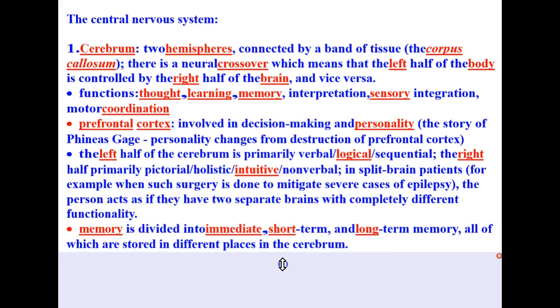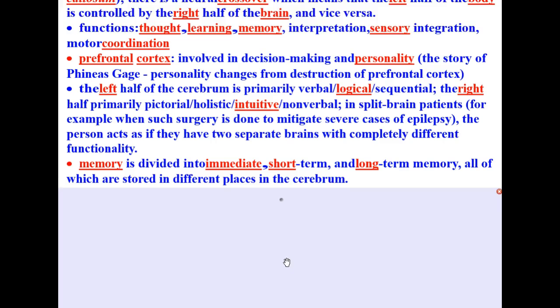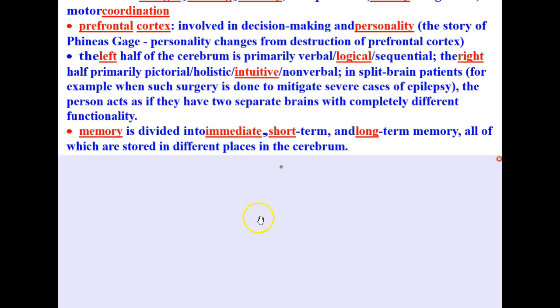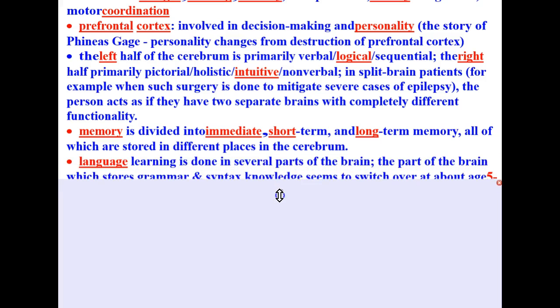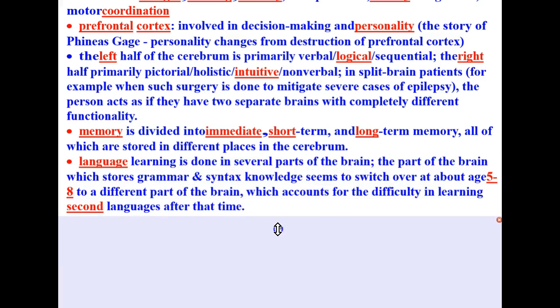Memory is divided into immediate, short-term, and long-term memory, all of which are stored in different places in the cerebrum. Language learning is done in several parts of the brain. The part of the brain which stores grammar and syntax knowledge seems to switch over at about age 5 to 8 to a different part of the brain, which accounts for the difficulty in learning second languages after that time.